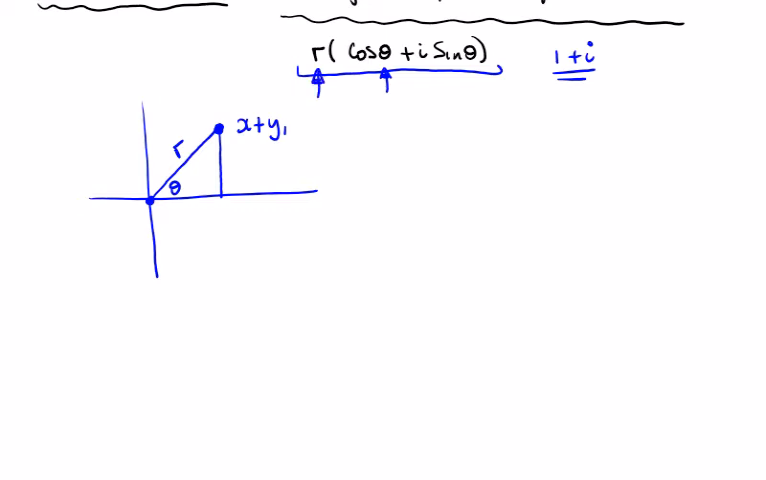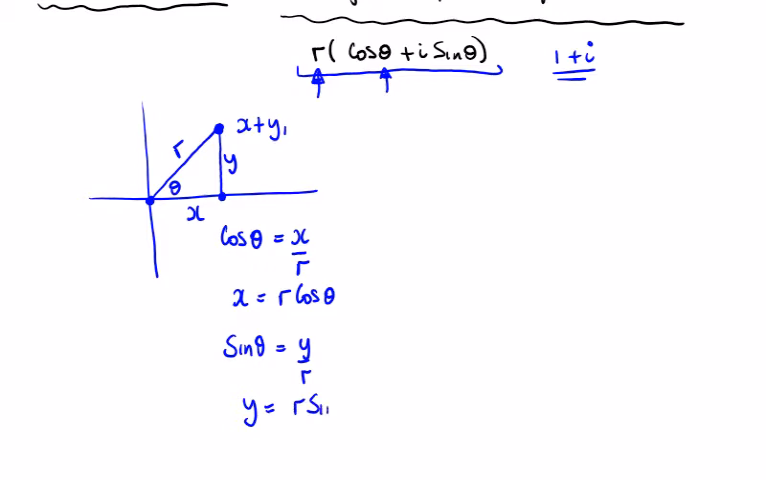So if we imagine this is an x and y axis just for now, we're going out x to this point and we're going up y to the top point. So let's have a look at my cos and my sine. So the cos of theta is equal to a over h, which is x over r. So x is equal to r cos theta. And similarly, the sine of theta is equal to o over h, which is y over r. So y is equal to r sine theta.